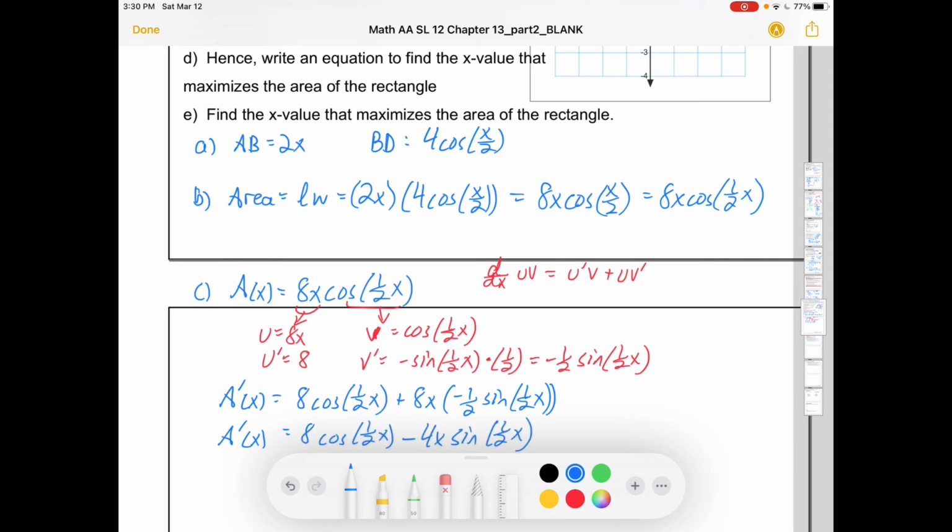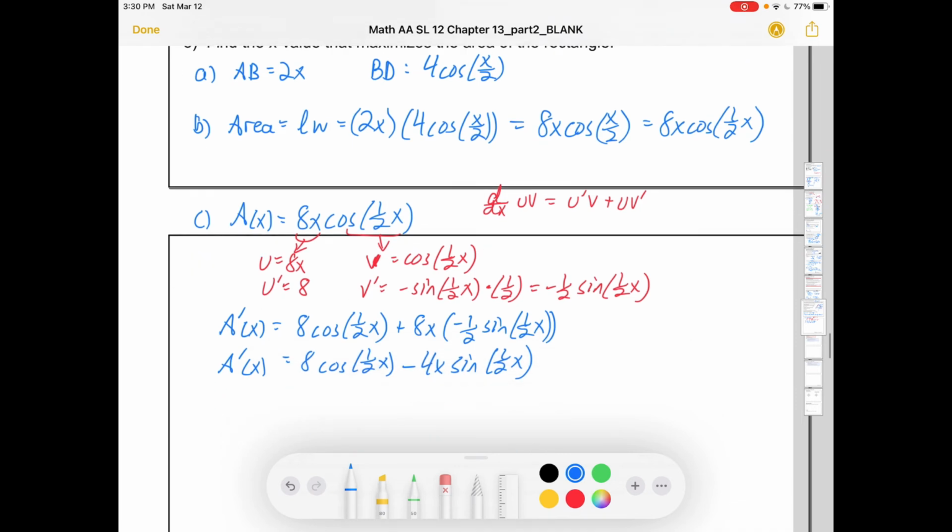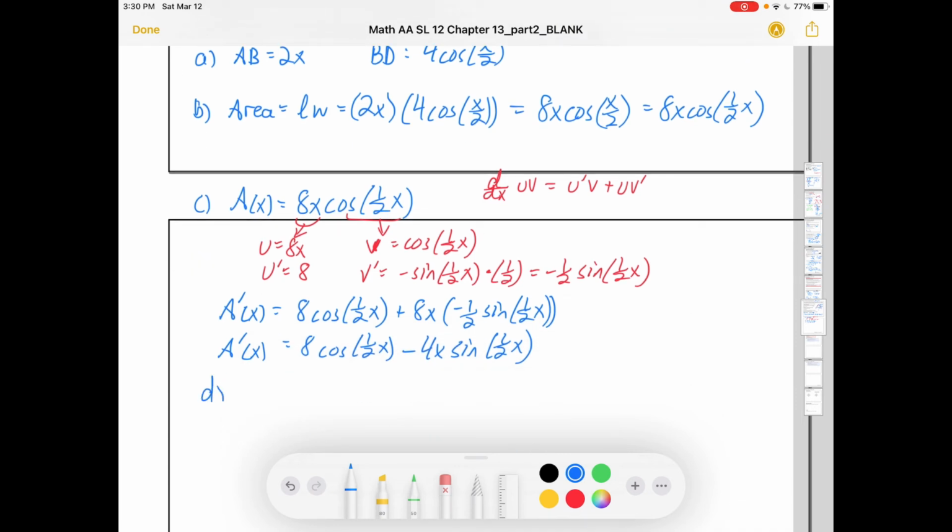Now, if we were going to use analytic techniques to go ahead and find the maximum area of the rectangle, we'd want to know where that is equal to 0. So part D says, hence, write an equation to find the x value that maximizes the area of the rectangle. Okay, well, to do that, we'd want to know where A prime is equal to 0. To find our max or min, we just want to know where the derivative is equal to 0.